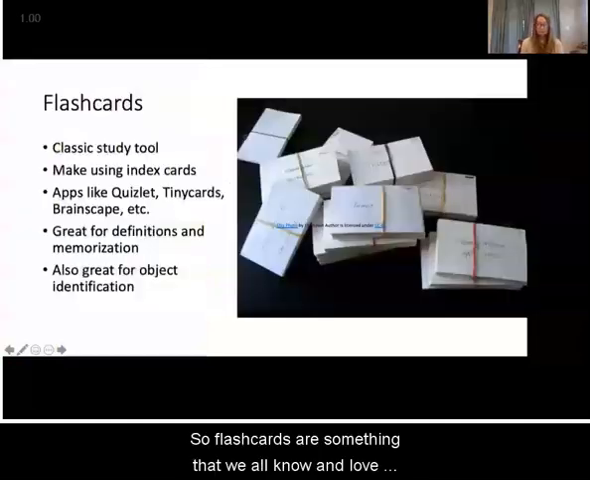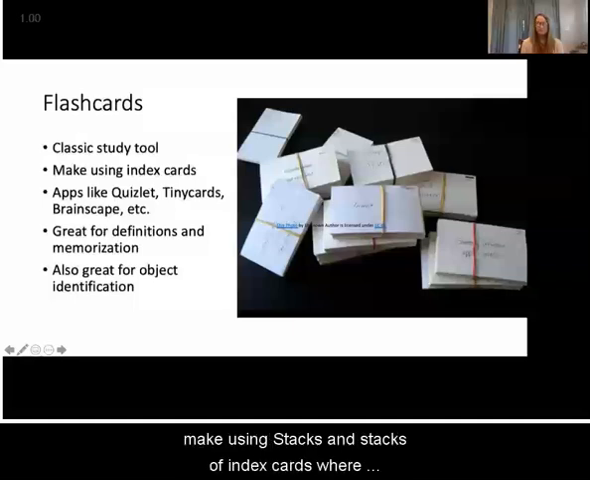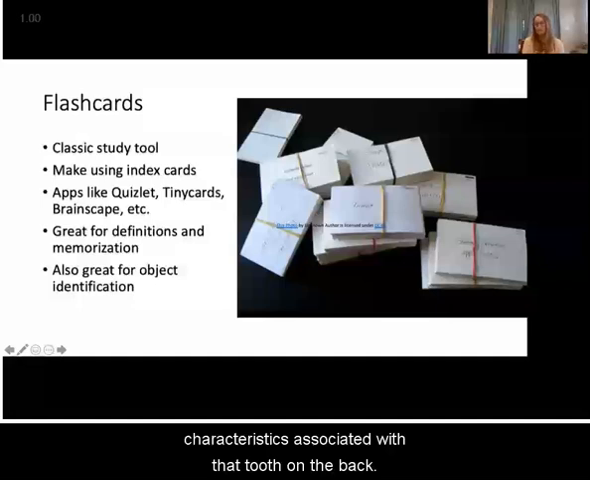So flashcards are something that we all know and love, right? They're this really classic study tool that we typically make using stacks and stacks of index cards where we write a term on the front and then a definition on the back, or maybe draw a certain tooth in the name or characteristics associated with that tooth on the back. That's sort of the old school way to do it, right?